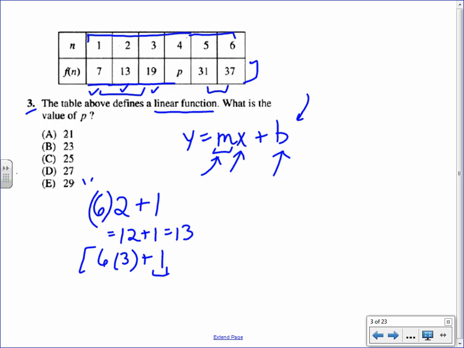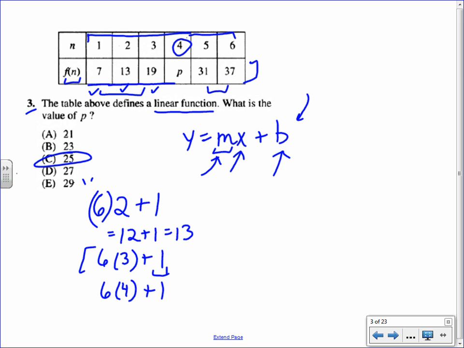So now we can plug in x is 4 and get what our y output value would be. Okay, so that's 6 times 4 plus 1, and that gives us our answer of 25.